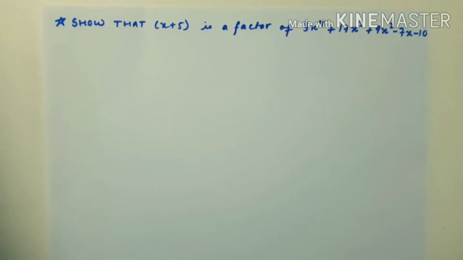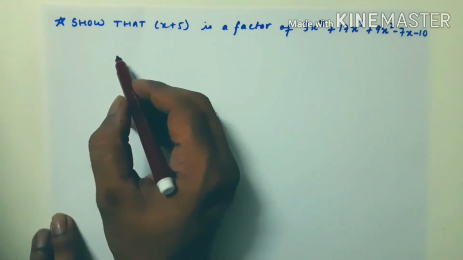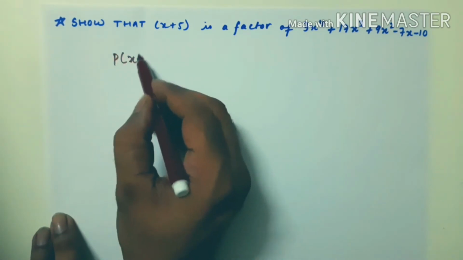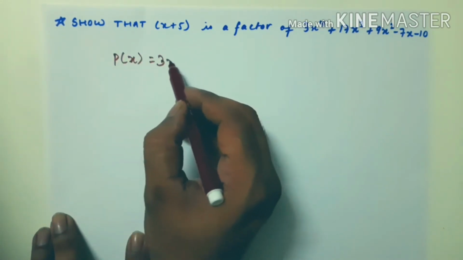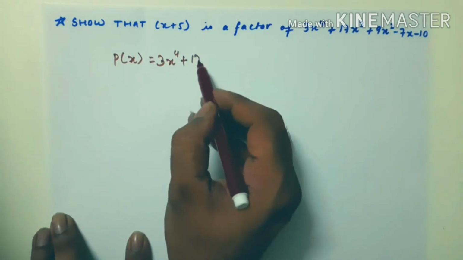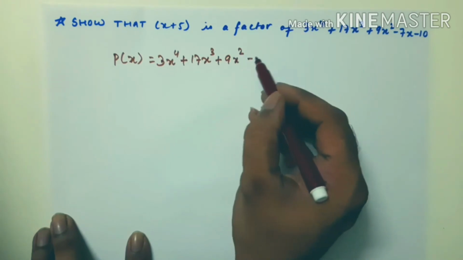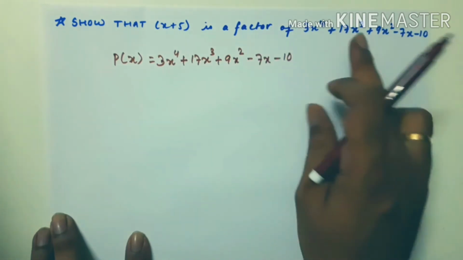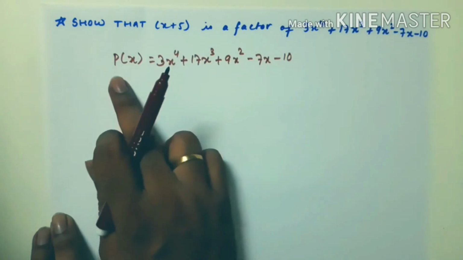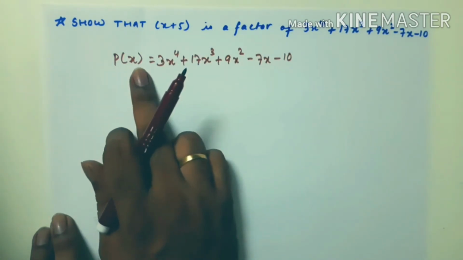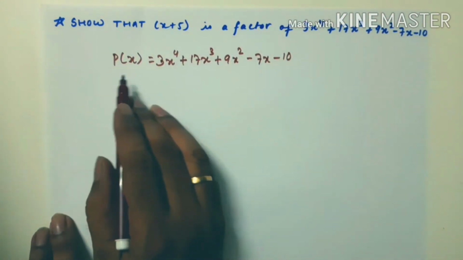Let's see another example. Here we have to show that x plus 5 is a factor of 3x to the power of 4 plus 17x cubed plus 9x squared minus 7x minus 10. First we will take the polynomial. Let us take p of x equals 3x to the power of 4 plus 17x cubed plus 9x squared minus 7x minus 10. This is the polynomial we have taken, as p of x. We can take it as f of x also, the same thing. We have just given the name p of x.